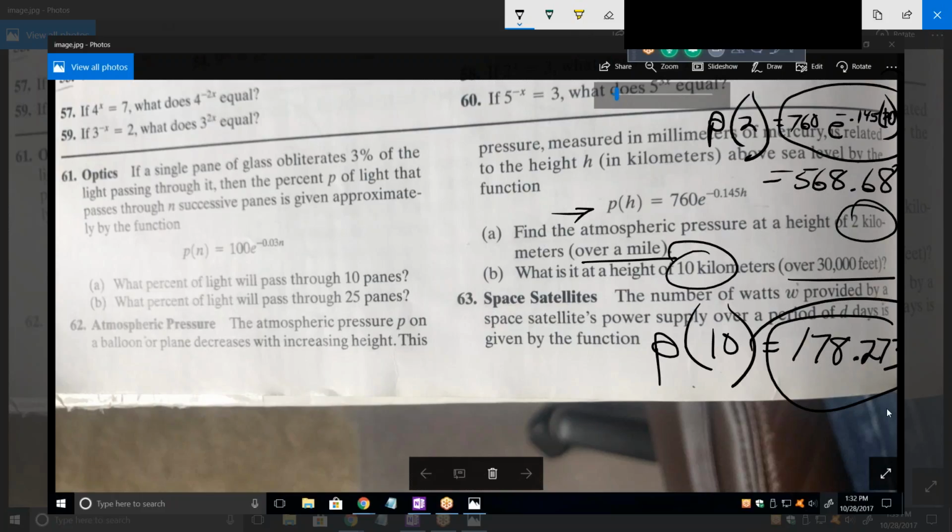But in this case, the best ballpark check is to just make sure that we know the pressure decreases with increasing height. That's what it says right there. Well, we've gone up by a factor of 5. It doesn't necessarily mean the pressure is going to go down by a factor of 5, but it definitely is going to go down. So we know this number P of 10 cannot be greater than P of 2. That was P of 2.